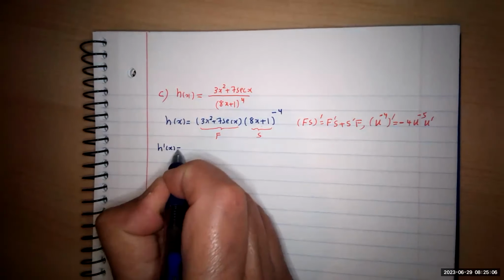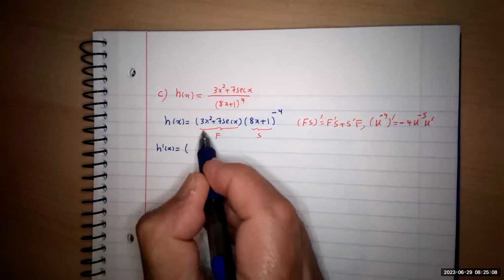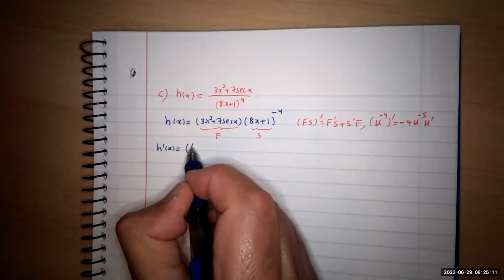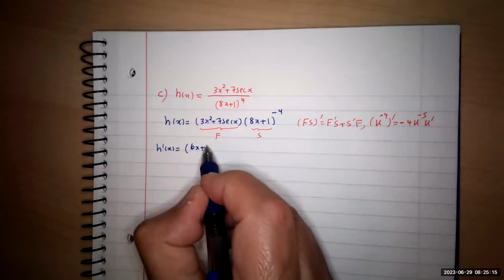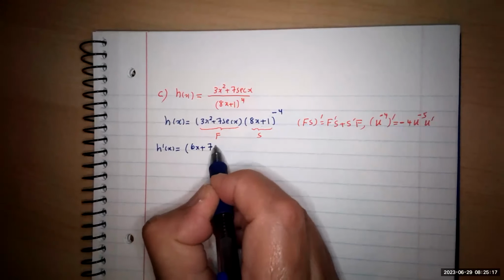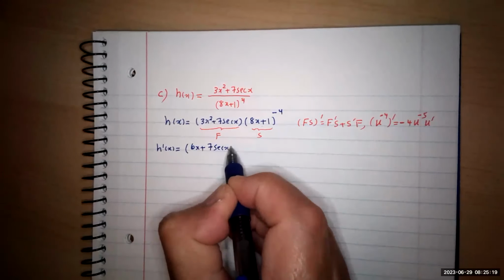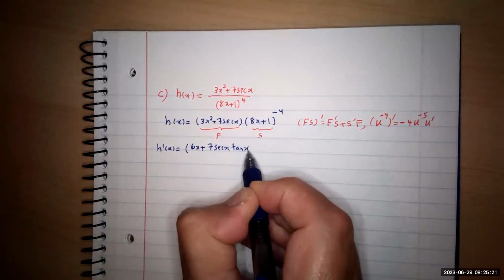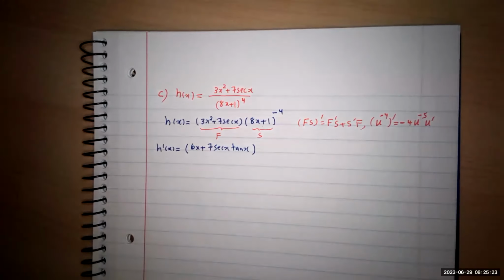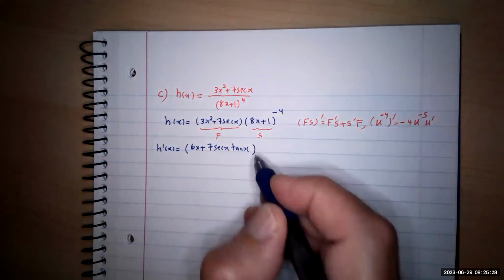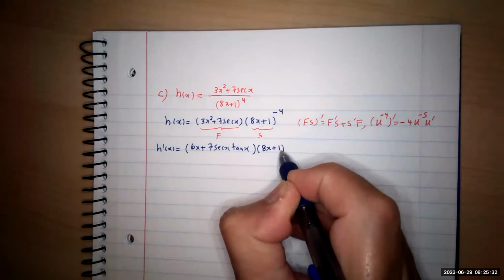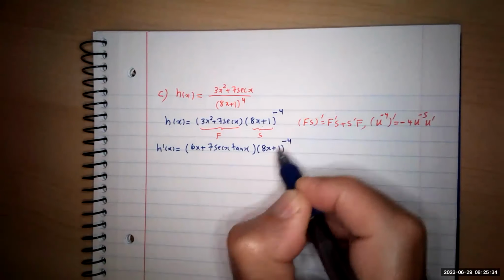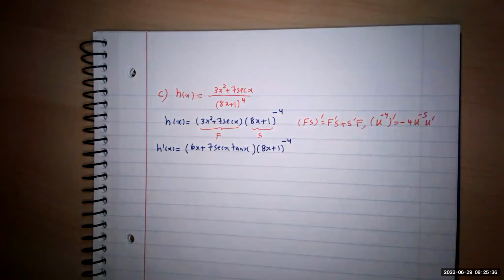It's going to be the derivative of the first one. We need a parenthesis. 2 times 3 is 6, so it's 6x plus 7 times the derivative of secant, which is secant x tangent x. Okay, so that would be the derivative of the first one, times the second one. So it's going to be (8x plus 1) to the negative 4. That's the derivative of the first times the second.